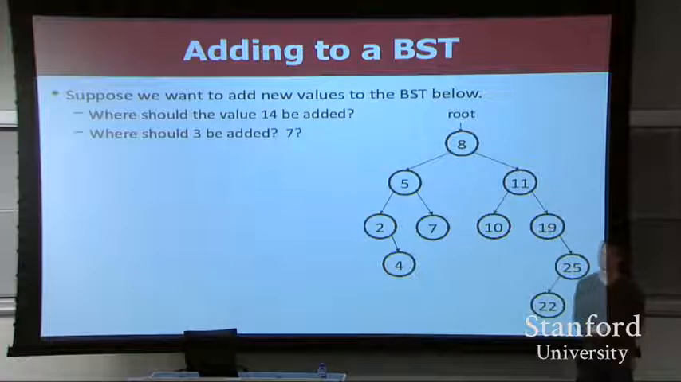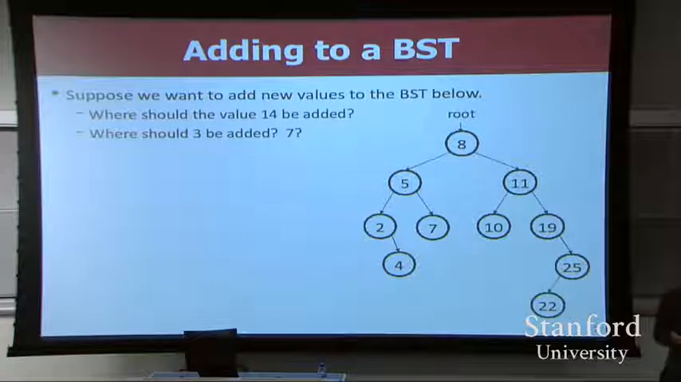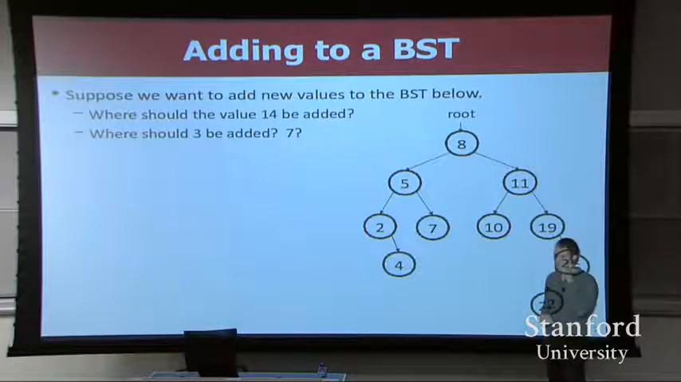So what would you do? Yes, sir. We want to recursively walk down the tree, and if the value we're adding is greater than the current node, then we'll go to the right. If it's less, we'll go to the left until we reach a null. And then we go back one and add the value to the next place.